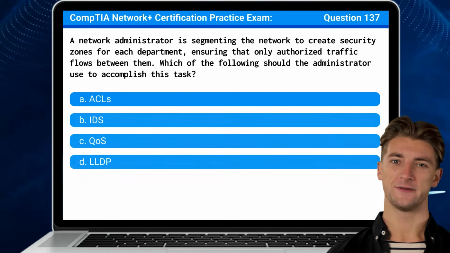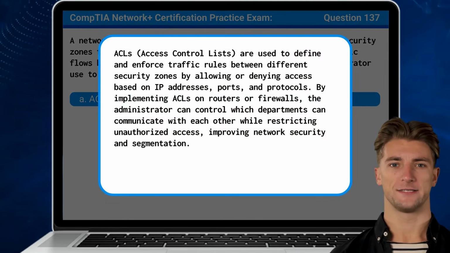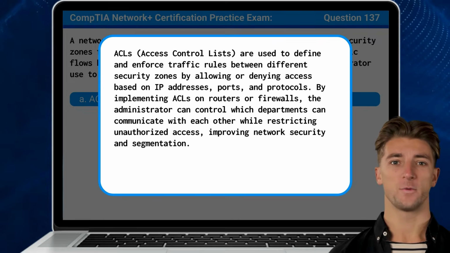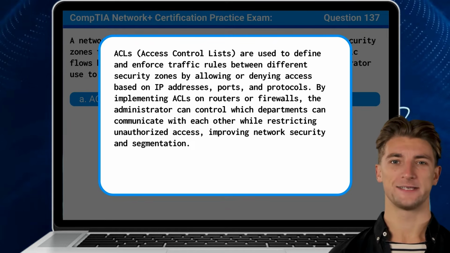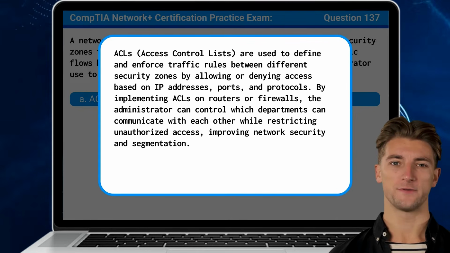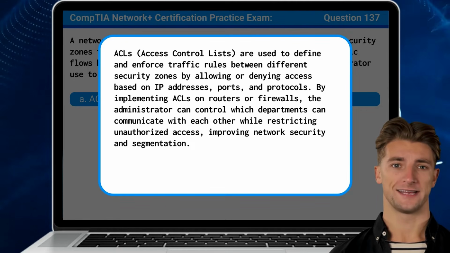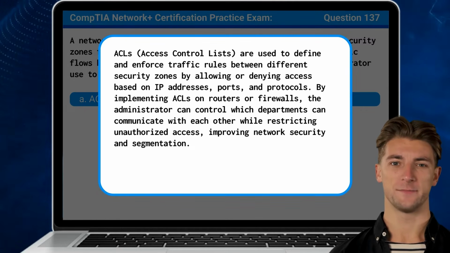The answer is A. ACLs. ACLs, or access control lists, are used to define and enforce traffic rules between different security zones by allowing or denying access based on IP addresses, ports, and protocols. By implementing ACLs on routers or firewalls, the administrator can control which departments can communicate with each other while restricting unauthorized access, improving network security and segmentation.